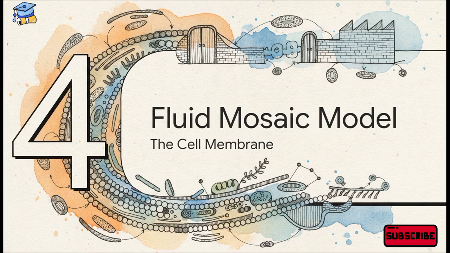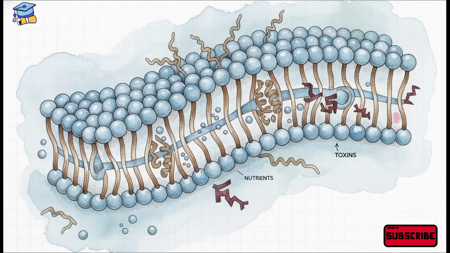Now we're zooming all the way out to the factory's external walls. This cell surface membrane isn't just some static brick wall. It is a highly dynamic, selectively permeable barrier. Back in 1972, scientists outlined what we call the fluid mosaic model to explain this roughly 7-nanometer wide structure.